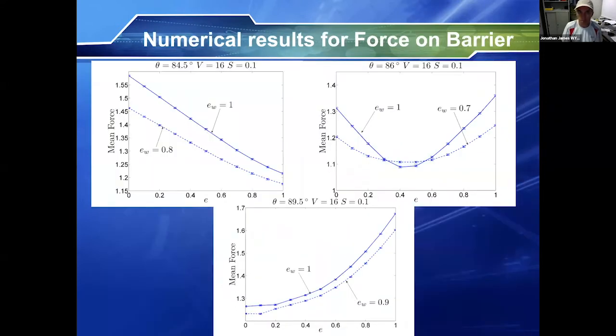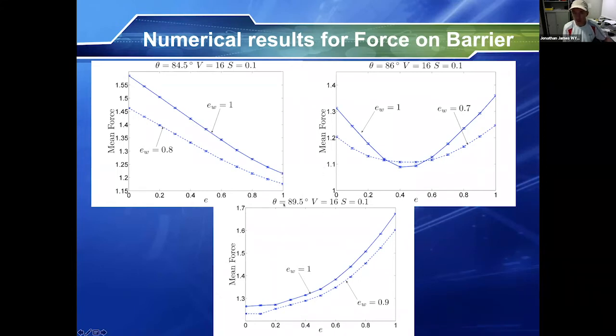Now let's also look at what happens with respect to the coefficient of restitution. Here I'm going to look at three different angles. Most angles have this property, any angles less than about 84 degrees. They have this property that when you increase the coefficient of restitution, you decrease the force on the wall.